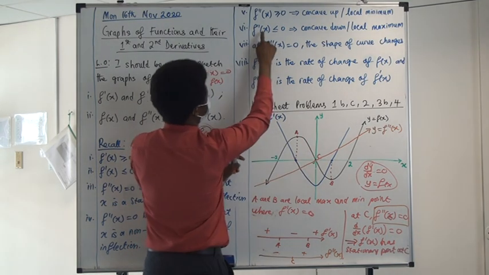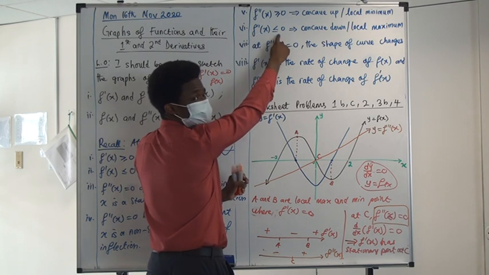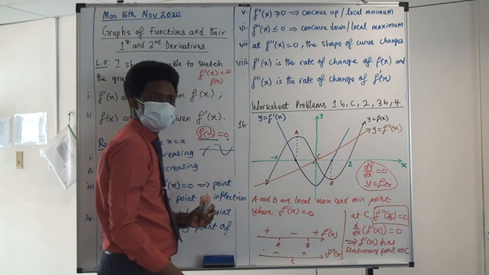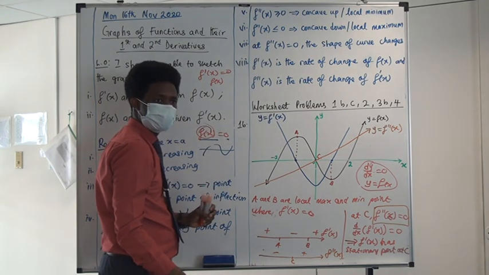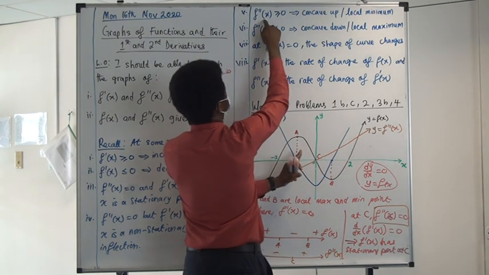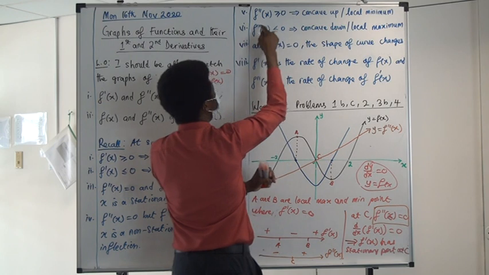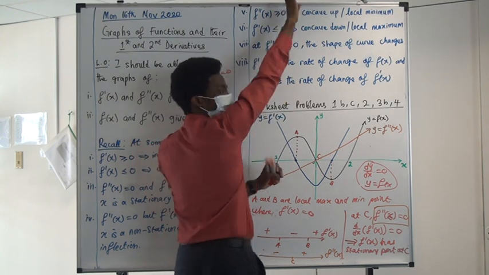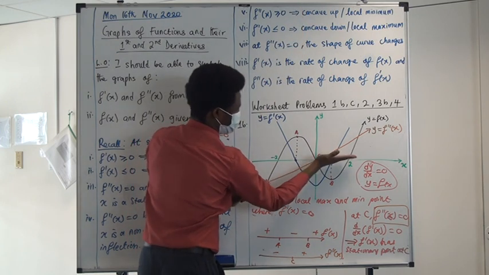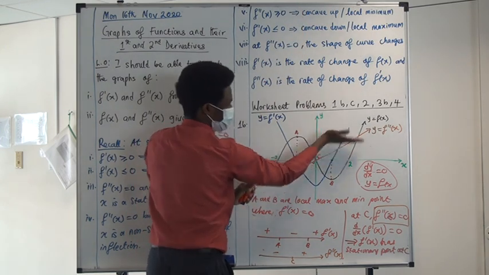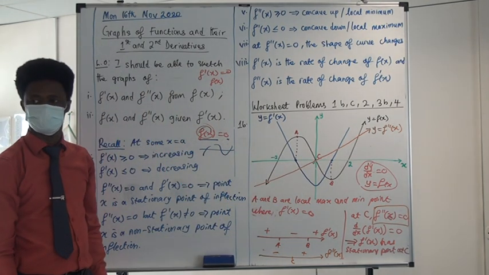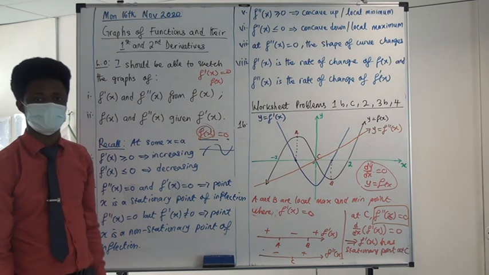Concave down means the second derivative is less than 0, which means every part of the second derivative is below the y-axis. Concave up means when your second derivative is greater than or equal to 0, which means the graph you are interested in is above the x-axis. So you can see from here, the orange line is above, and at this point is below. Does it make sense? We have 7 more minutes.